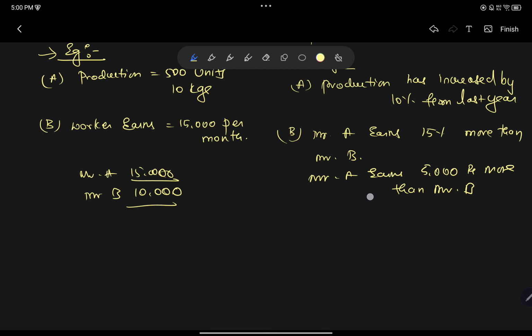So they are saying Mr. A earns 5,000 more than Mr. B. This is what we call relative measurements.